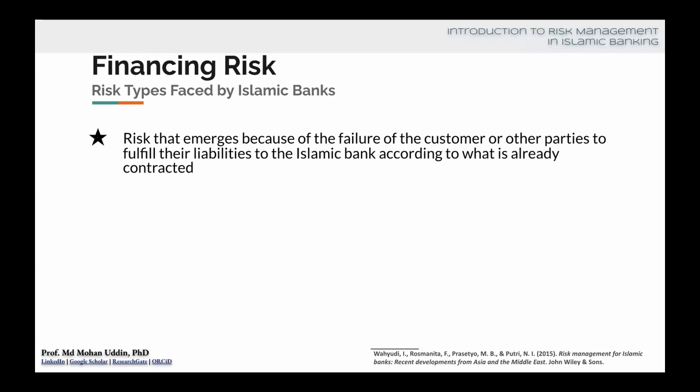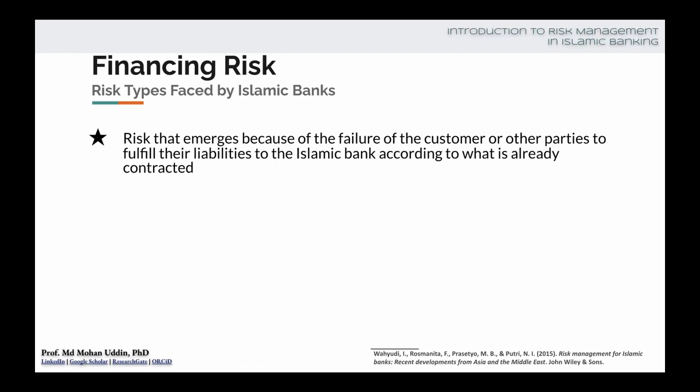This is the risk that emerges because of the failure of the customer or other parties to fulfill their liabilities to the Islamic bank. So you can see that on one hand we have the Islamic bank, and on the other hand we have the other parties, the second party to the Islamic bank. So who is the second party? It could be the customer of the Islamic bank, or any other party who is supposed to pay, or who is supposed to fulfill their liability to the Islamic bank.